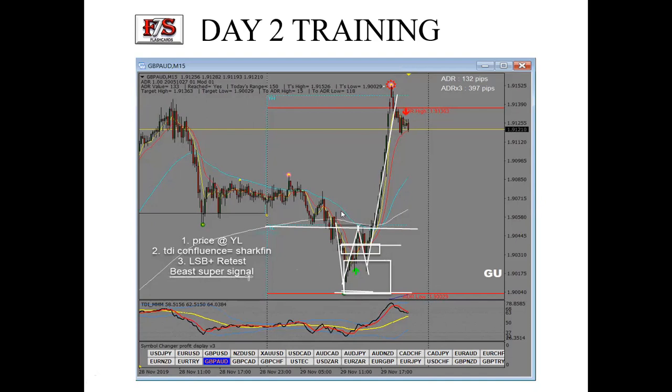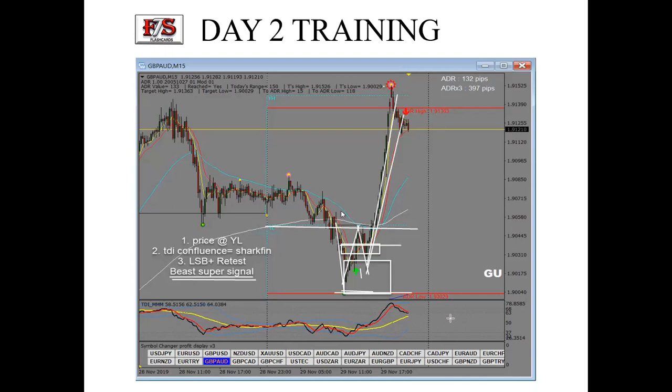Look, this super big signal is just the green arrow, but it's not the main issue. The main issue is what? Break of structure, retest, and boom, that's the move. Perfect. Okay.